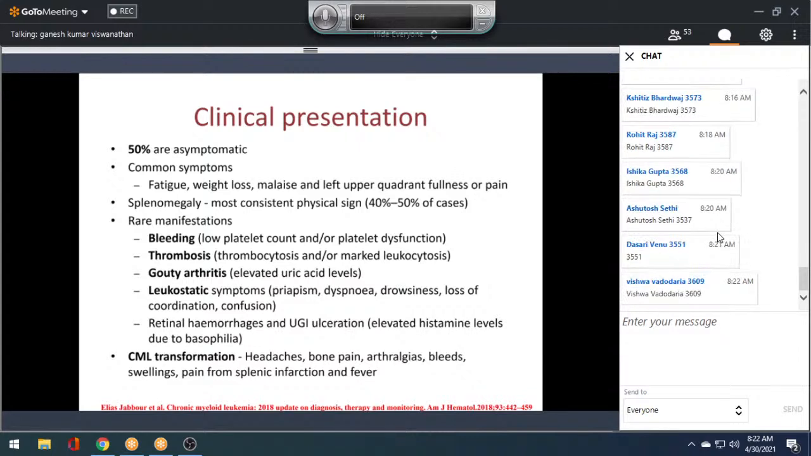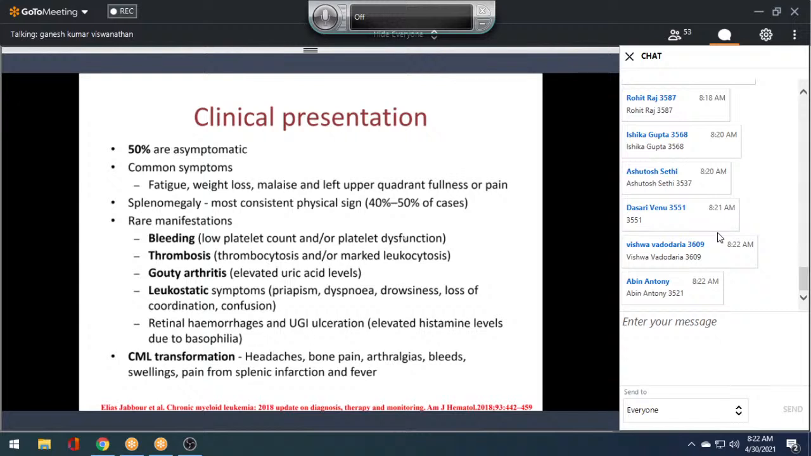This includes fatigue, weight loss, upper quadrant fullness. Upper quadrant fullness is because of the splenomegaly. Splenomegaly is consistent. It is seen in 50% of the cases, and it can be palpated. Even in the other 50%, the spleen may not be palpable, but still there is splenomegaly, which can be seen in a radiological examination. Other rare manifestations include bleeding. This is due to platelet dysfunction.